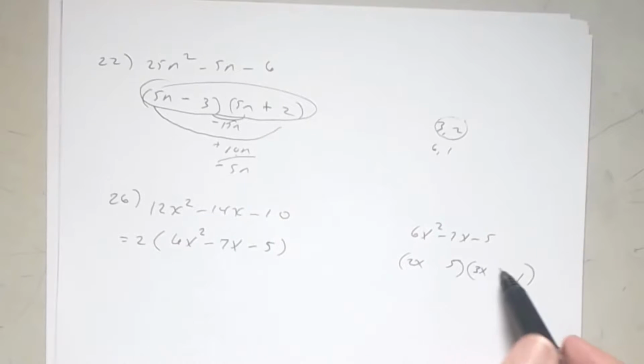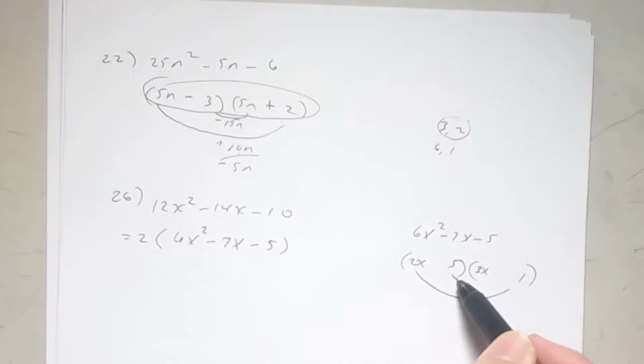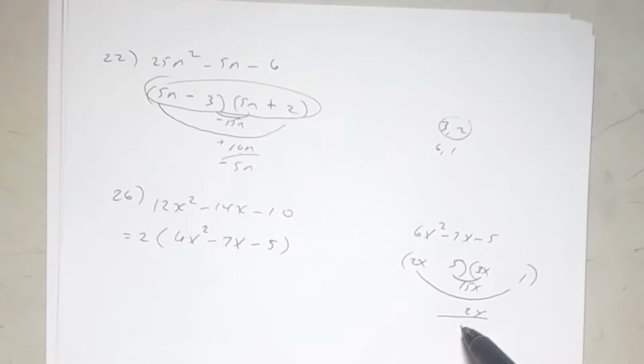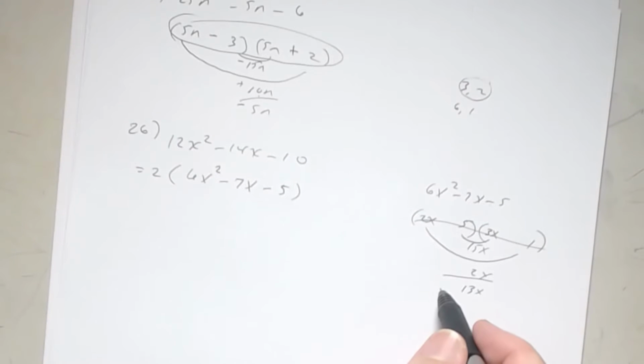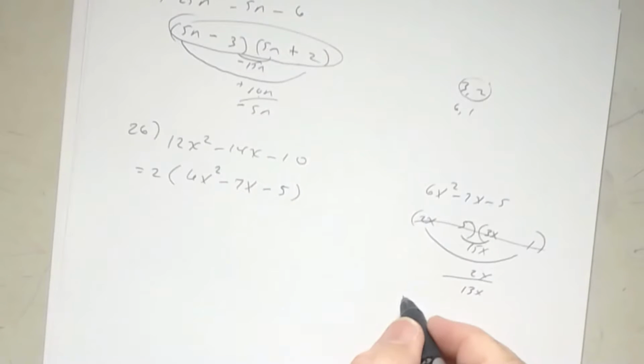Okay, the last sign's negative, which means these signs are different. So when I look at the outer and the inner, I'm going to be subtracting those. That's 2x and 15x. When I subtract them, I get 13x, which is not what I wanted. So the order in which I have this is not correct. What do you want to change? There are two options: we could change the 6 and the 1, or we could move the 5 and the 1 around. Let's just try to move the 5 and the 1 around.